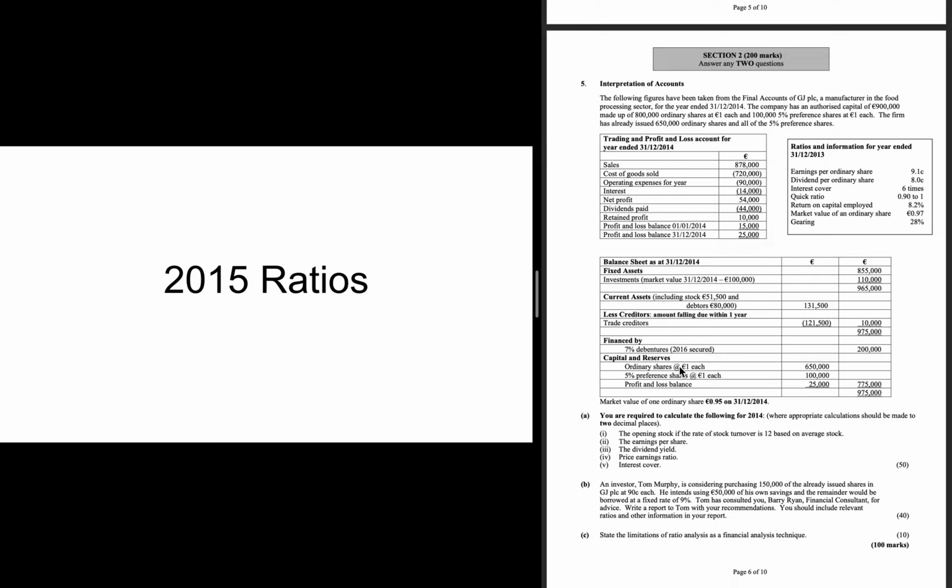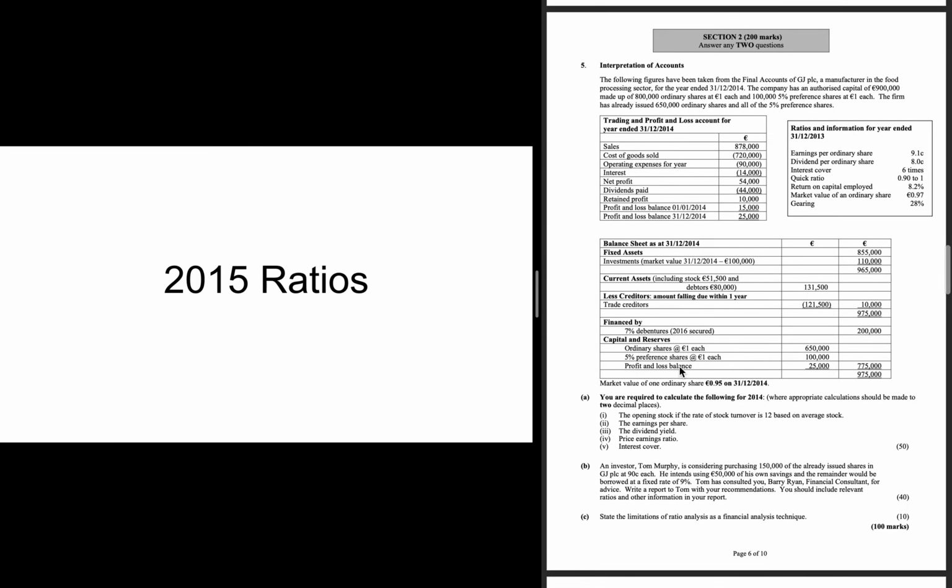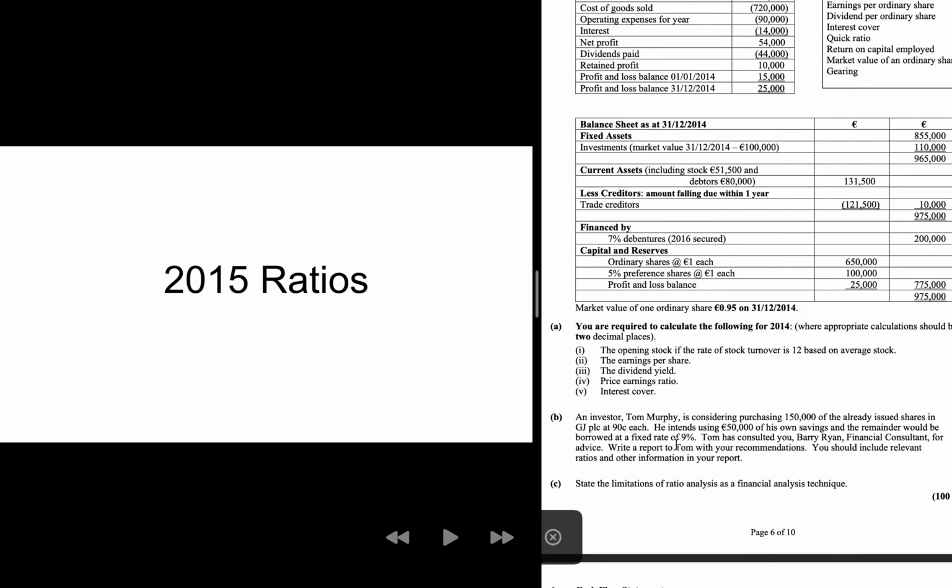Okay, so this is the 2015 ratios question. The first part of it, part A, is quite straightforward. The last part, part C, is a standard question about the limitations of ratio analysis. The tricky part is this middle part, the report, which is going to have an impact on lots of areas, but we'll see that when we get to it.